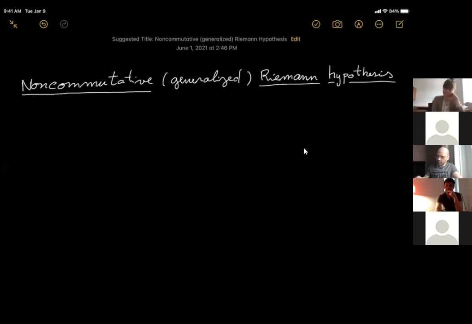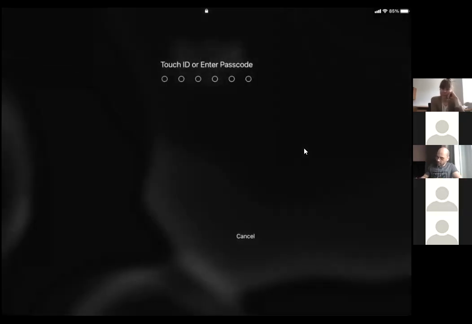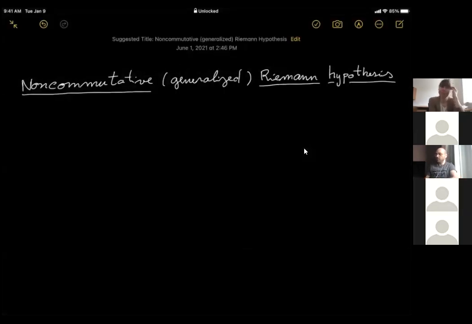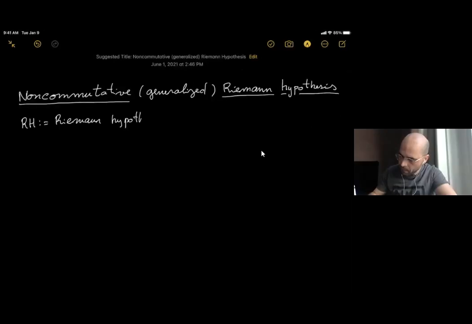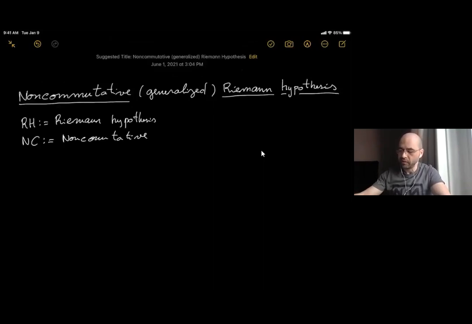Okay, so the first word in the title is Riemann and Riemann hypothesis. So I'll use that pretty often. So let me just denote by RH, that will always stand for Riemann hypothesis. And also I will use the word non-commutative very often. So NC will stand for non-commutative. And please interrupt me to make things a little bit more interactive.